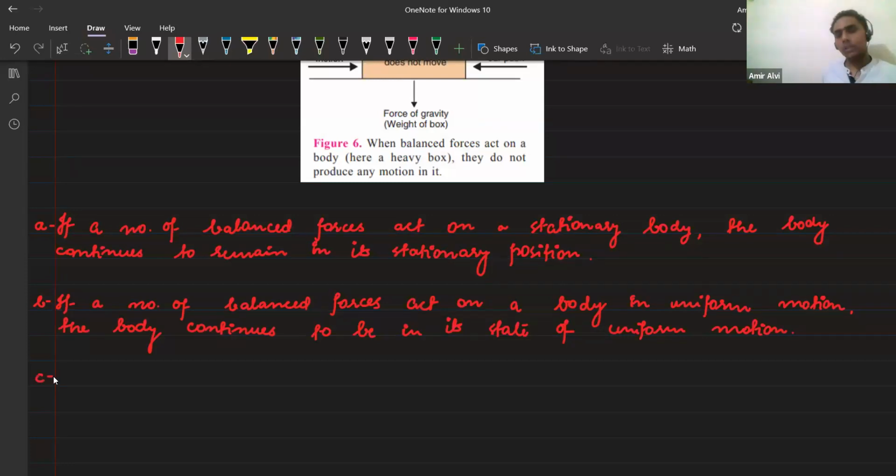So the next thing about this is that balanced forces cannot produce motion in a stationary object, or stop a moving object. They can only change the shape of an object, right? Suppose you have a balloon and you apply the same amount of force from both sides. It will change the shape of the object, yes or no? The forces are balanced, but the shape is getting changed. So the only thing that can happen with balanced forces is that they can change the shape.